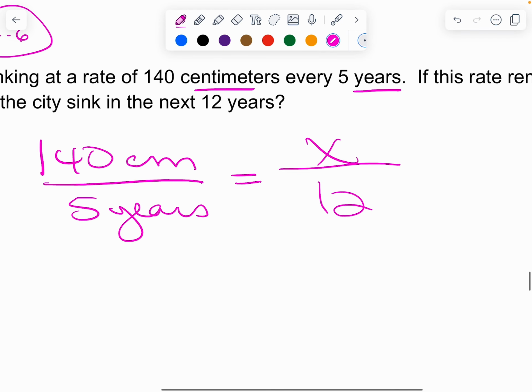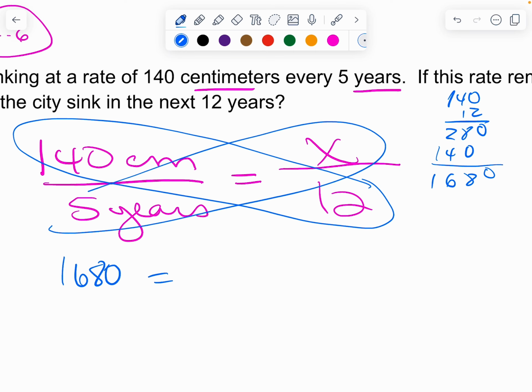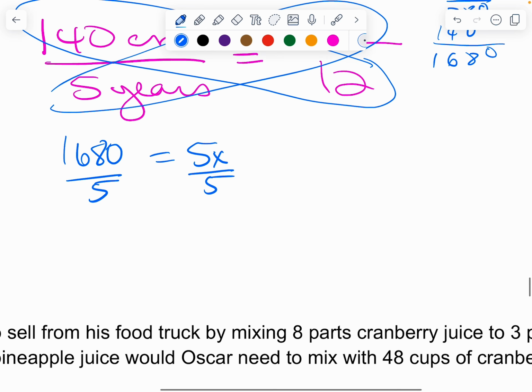Then multiply. Equals, multiply this and get 5x. Divide by 5 on both sides. That's a 3. That's a 4. 336 what? Centimeters.